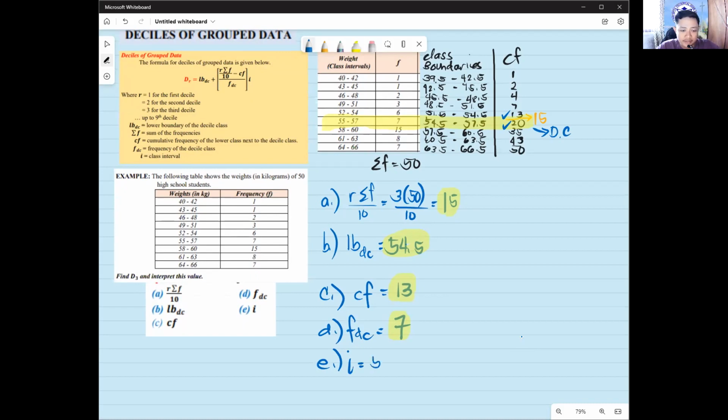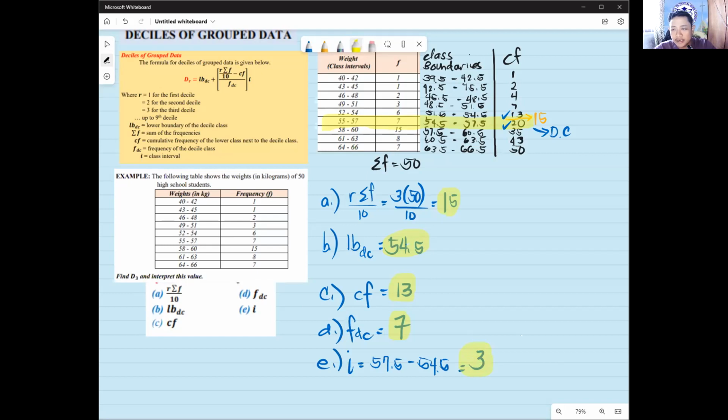Actually, any part dyan, pare-pareho lang. So we have here 57.5 minus 54.5. What's the answer for our interval? Type it in the chat box, please. Very good. 3 is our interval. Got it. Now that we have completed the 5 data, we can now move on with our formula.